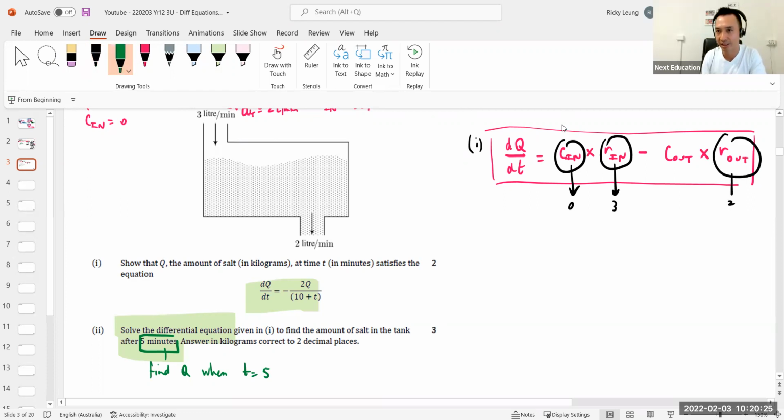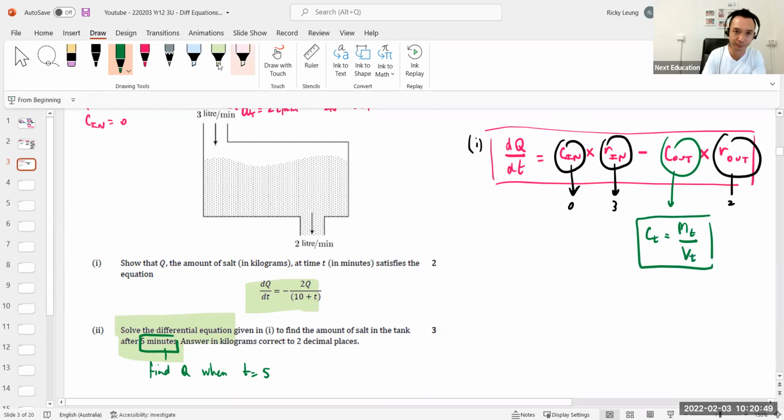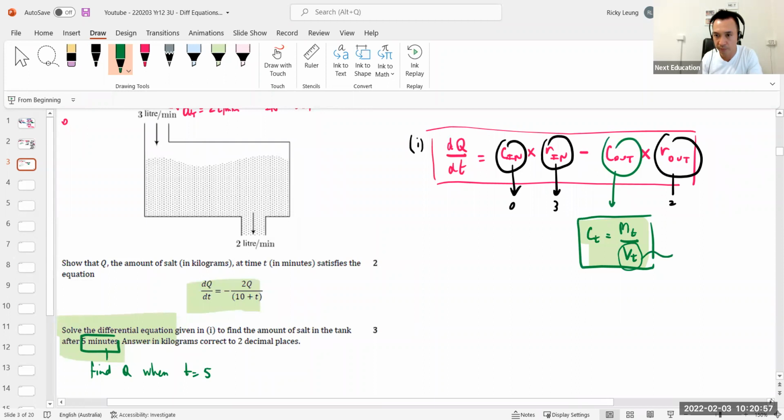Now it's C out, right? That is interesting. So I know C out, the concentration that comes out, is equal to the concentration of the system. So that's equal to C of t. And I know that C of t is always whatever mass is inside there over the volume inside there. Now, the difference between this one and the last one is that in this one, the expression for the volume isn't constant, right? It's actually linear.